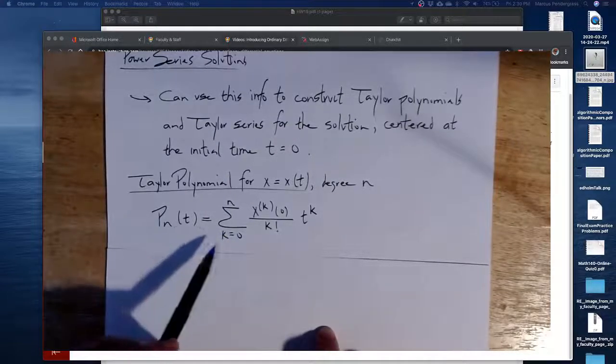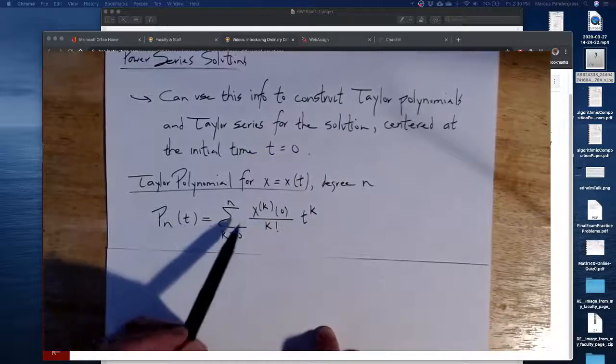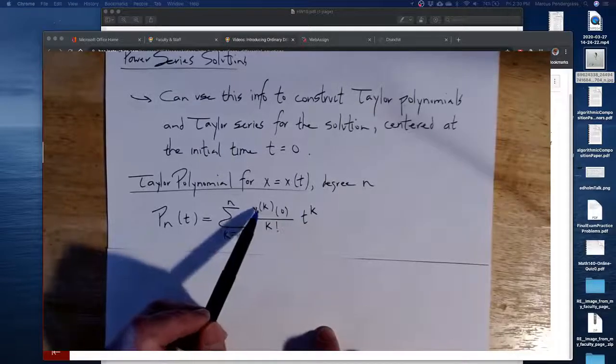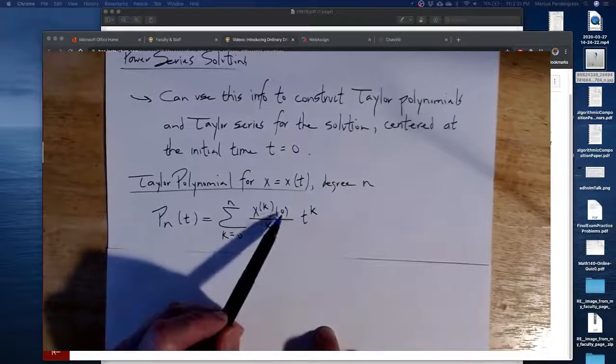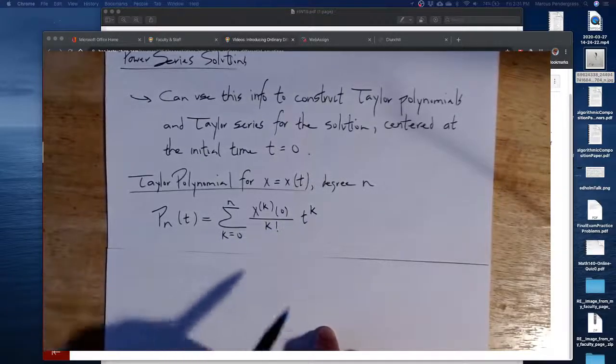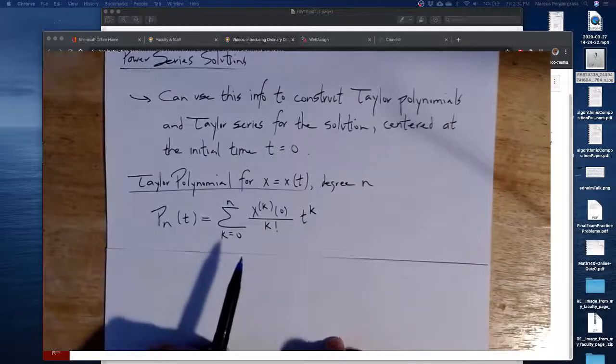So the nth Taylor polynomial is the sum of the kth derivative evaluated at 0 divided by k factorial times t to the k, where k runs from 0 to n. So that's a degree n polynomial.